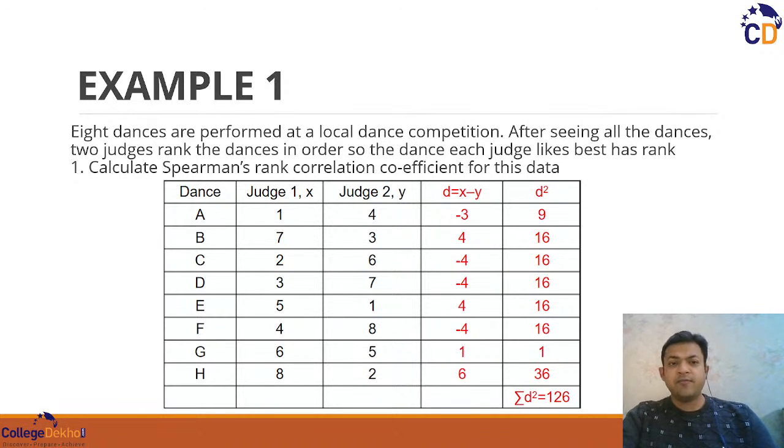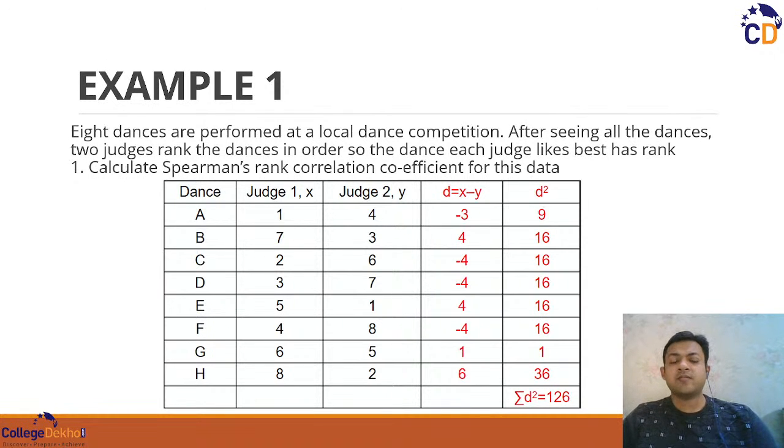In this example, we are given that there is a dance competition in which we have 8 candidates. The candidates are named from A to H. Now, according to Judge 1, he has ranked the candidates as per the second column. So candidate A gets a ranking of 1, candidate B gets a ranking of 7, and so on. Ranking 1 of course means he is the best judged candidate.